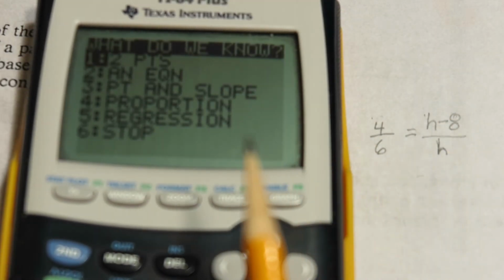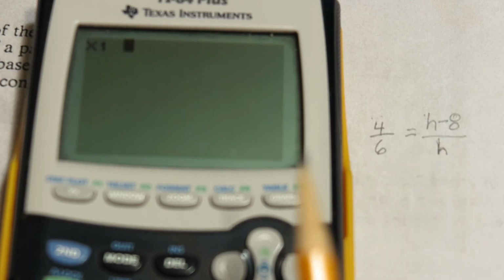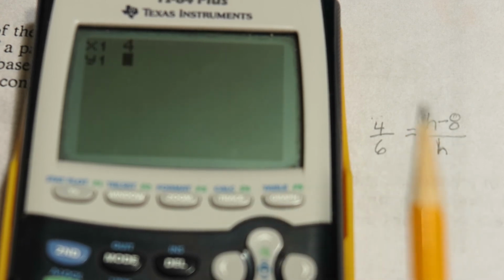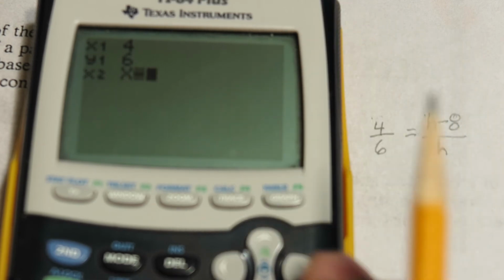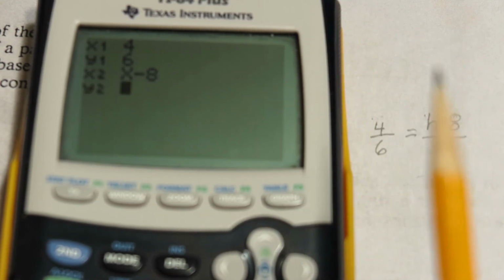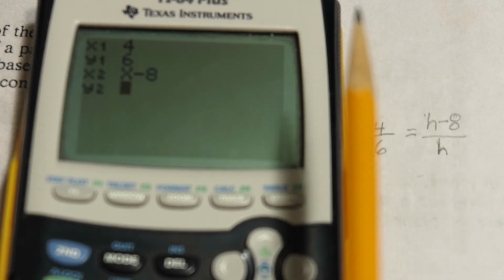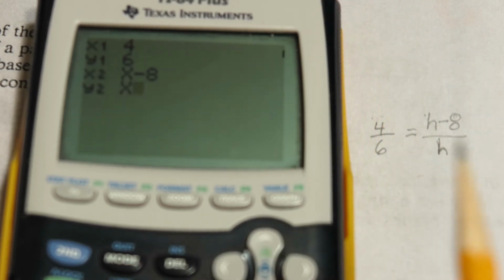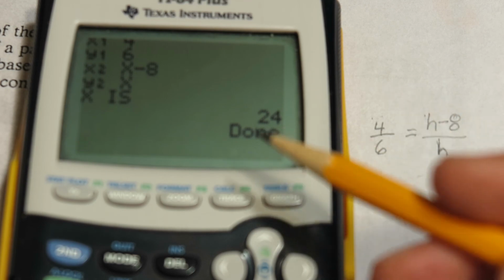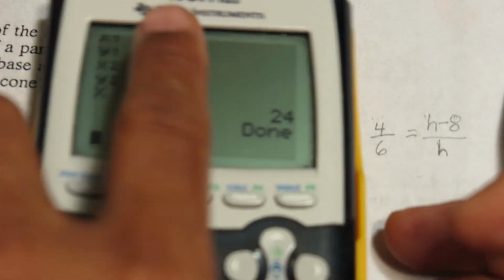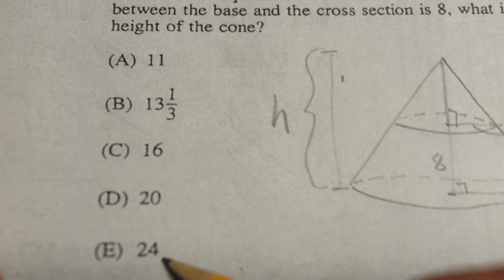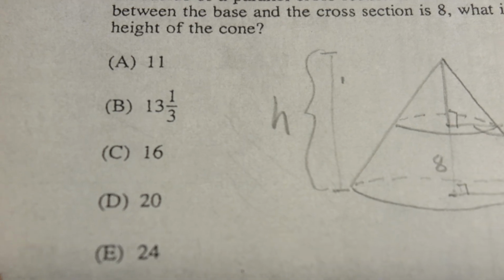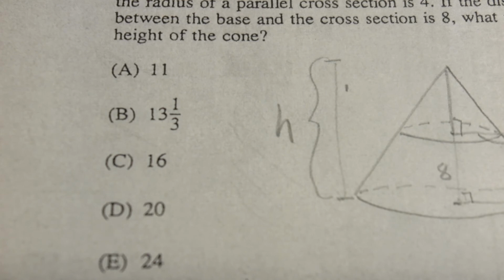We're going to choose option 4, and x is going to be 4, y1 is going to be 6, and then we're going to have x minus 8, because remember we can only use x for the variable. For y2 it's going to be x all together, and then we press enter, and it tells us that x is going to be 24. So the height of the entire cone, or the bigger cone, is 24. That's your answer, and that's how you use proportion, and it can handle variables as well.